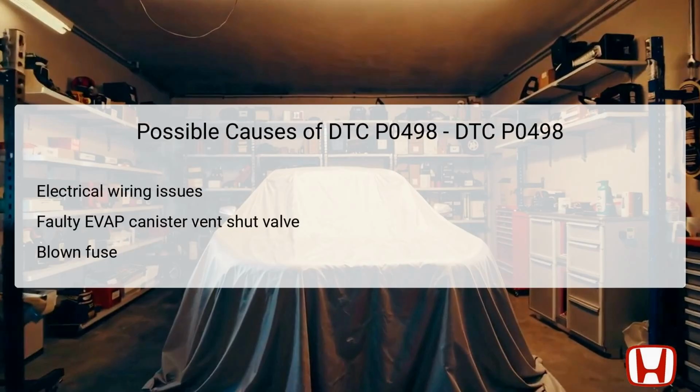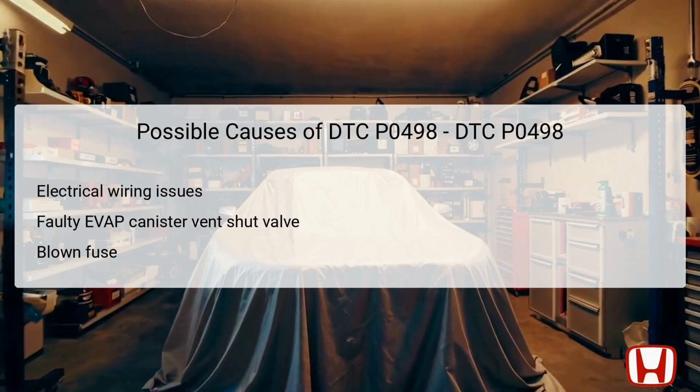There are several potential causes for DTC P0498 that should be investigated. One common issue is electrical wiring problems, which could involve frayed or damaged wires that disrupt the voltage feed to the vent shut valve. Another possibility is a fault within the EVAP canister vent shut valve itself, which could be internally shorted or have mechanical failures that prevent it from operating correctly.